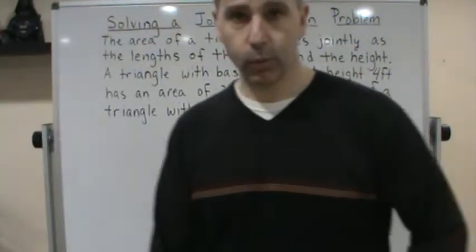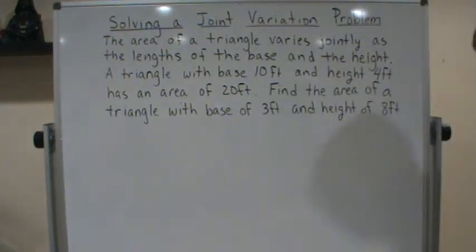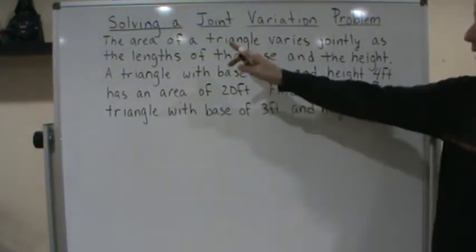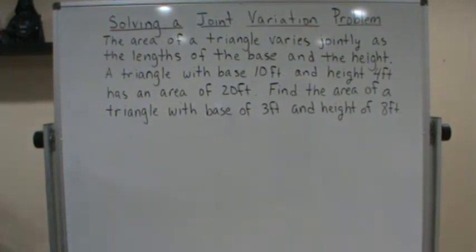Okay, so today we are going to look at an example, and the example is going to be dealing with joint variation. So let's read the problem carefully and see again how this is going to be set up.